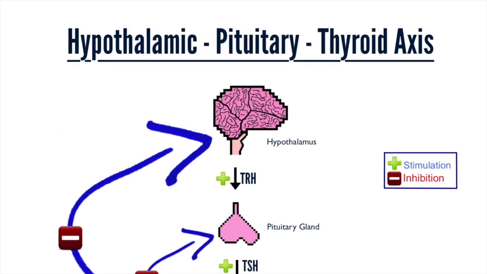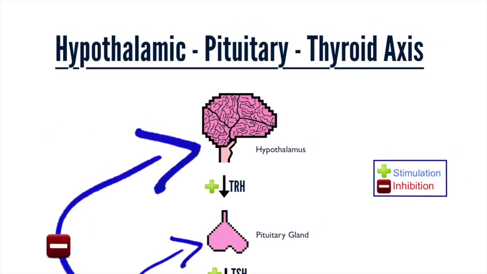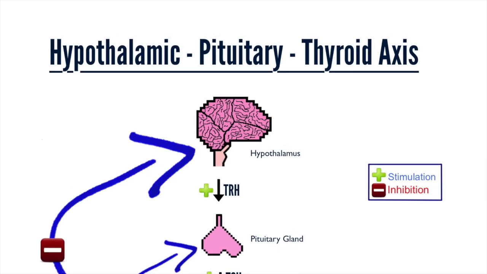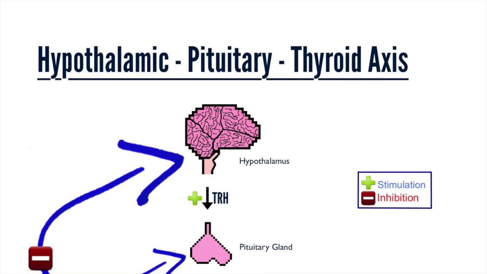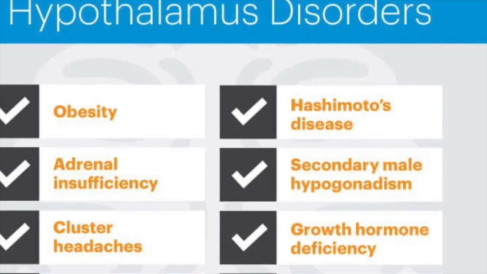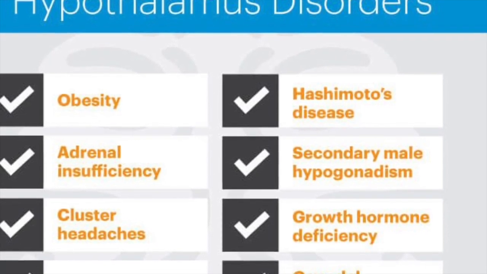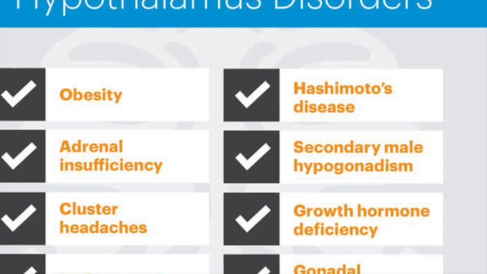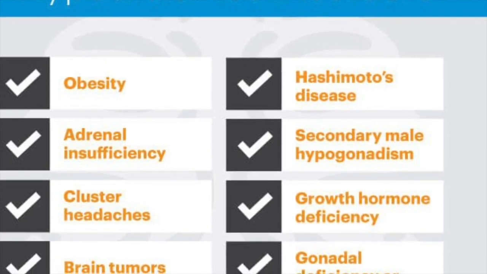CRH, corticotropin releasing hormone, which is also a peptide. CRH sends a message to the anterior pituitary gland to stimulate the adrenal glands to release corticosteroids, which help regulate metabolism and immune response. GnRH, which is gonadotropin releasing hormone, is also a peptide.